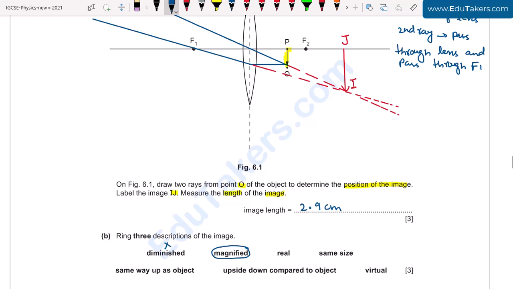Real: it's not a real image because this image is formed by extending backward. So it is not a real image, it is a virtual image. And same size: the size of the image and the size of the object is not the same, so it's also wrong. The same way up as object: the direction of the image is the same as the direction of the object. So this one is correct. Upside down compared to object: it is not correct because the direction of both is downward.